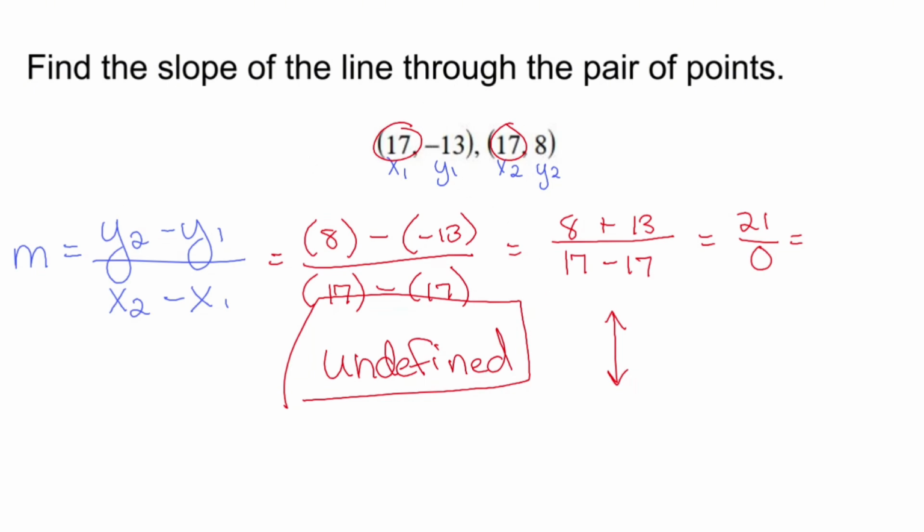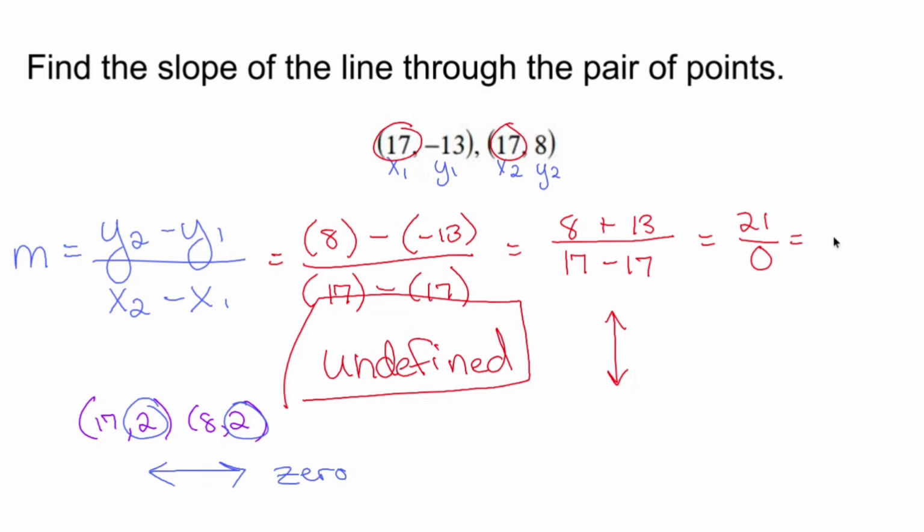Now, a flip-flop of that is what if the y's are the same? Like, what if I gave you something like (17, 2) and (8, 2)? Well, you could apply the same rules, but flip it around. If the y values are the same, then what you would graph would be something that looks like this, which is a 0 slope.